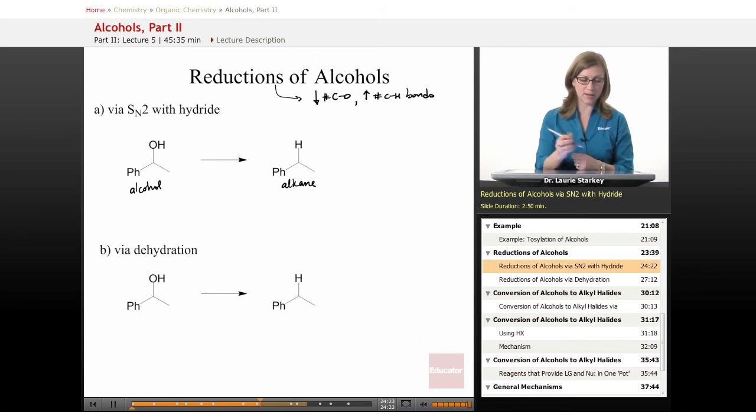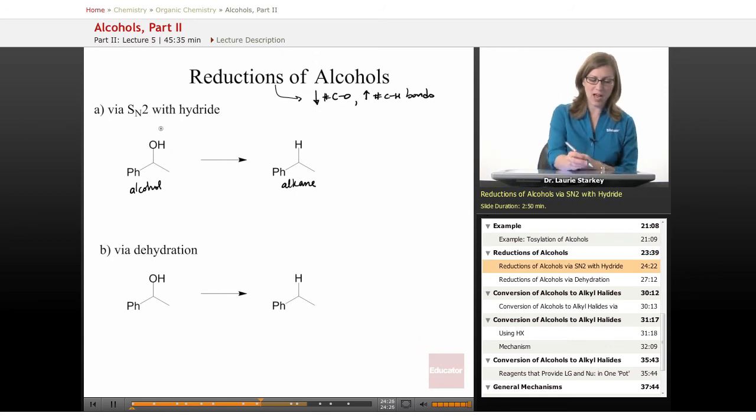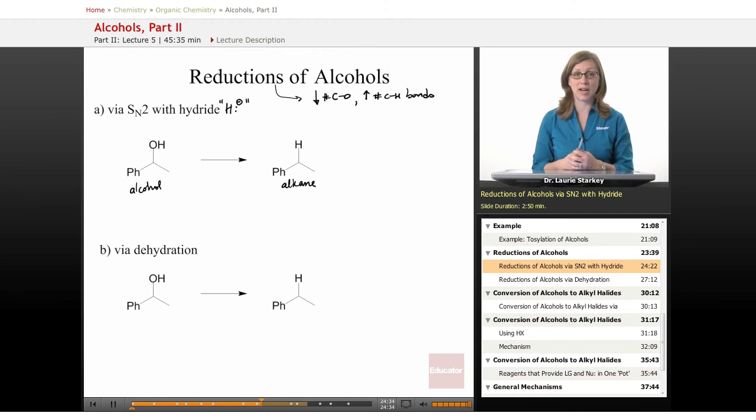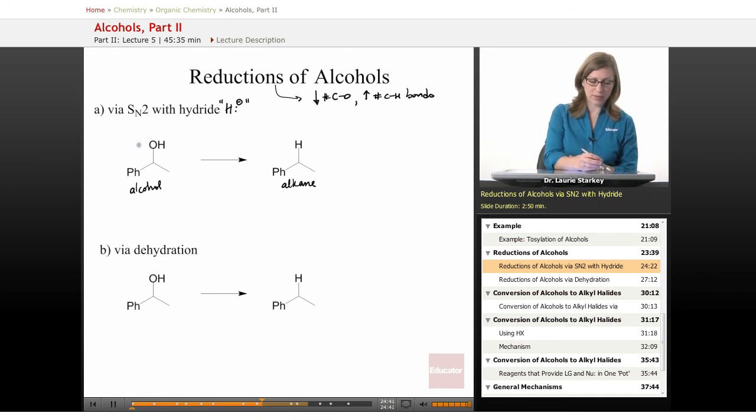One of them is via an SN2 mechanism with hydride. Hydride is H minus. If we had a source of hydride, then it can do an SN2 mechanism. But what's the problem with just using the alcohol? The source of nucleophilic hydride we had was something like lithium aluminum hydride, LiAlH4. That was a source of hydride.